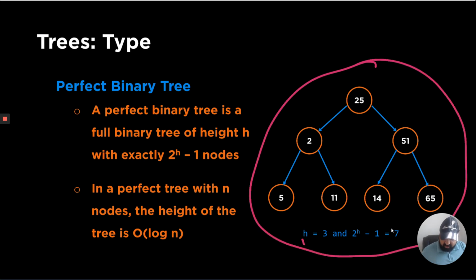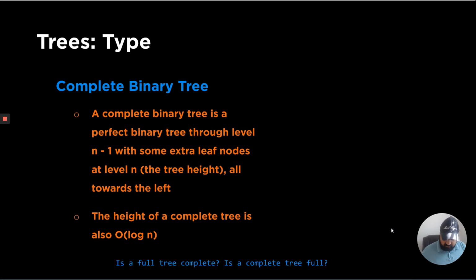Again, this is another example of a perfect binary tree. In this case, we have height 3, so we can calculate the number of nodes by 2 to the power h minus 1. The next one is the complete binary tree.